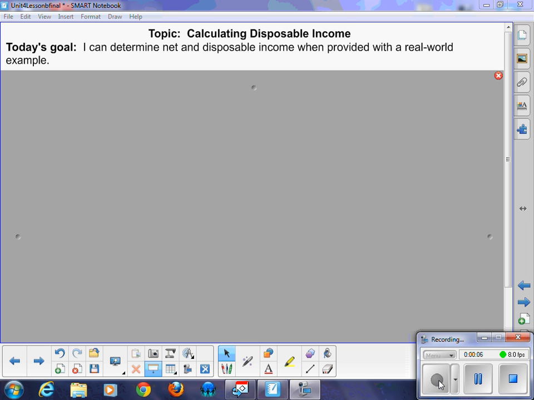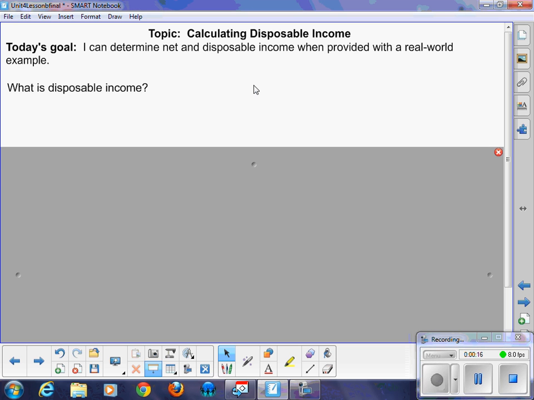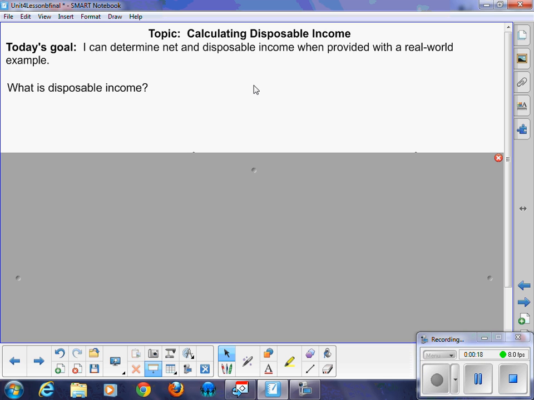So what is our goal for today? I can determine net and disposable income when provided with a real-world example. What we're looking at today is doing some more financial calculations, using some examples to help you out with that. So what is disposable income? Well, disposable income is money left over after all expenses are paid.